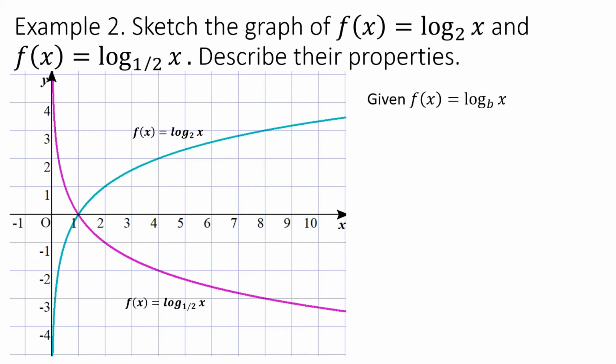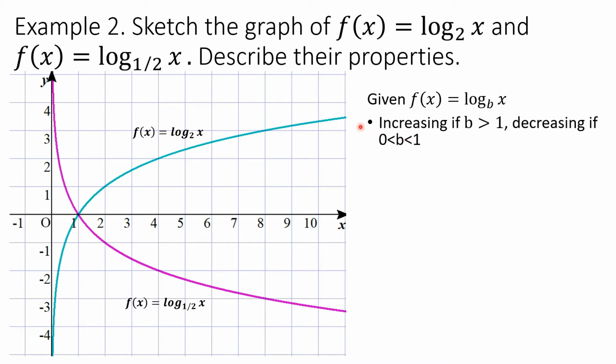Given f(x) = log base b of x, again, that is f(x) = log base b of x. Notice that each of the given functions is written in this form, where b in the first equation is 2, and in the second equation it's 1/2.